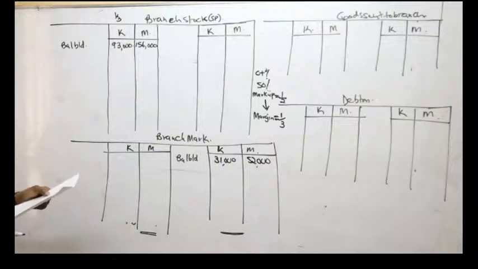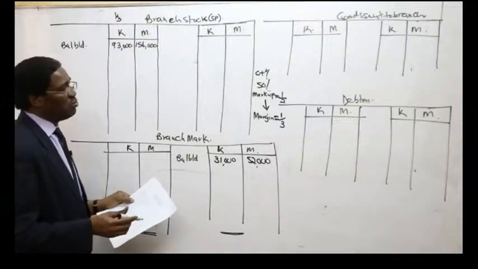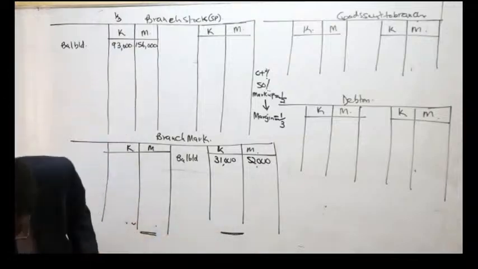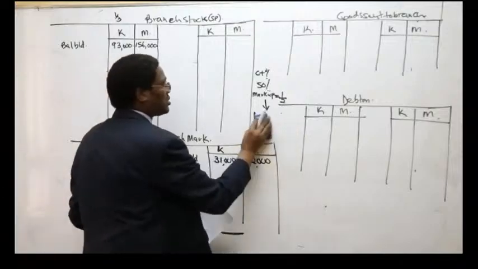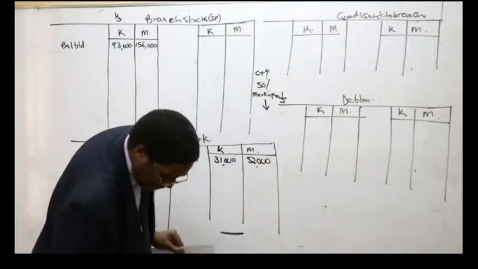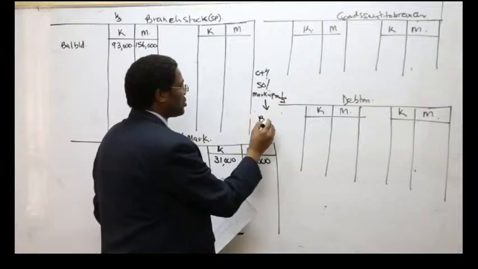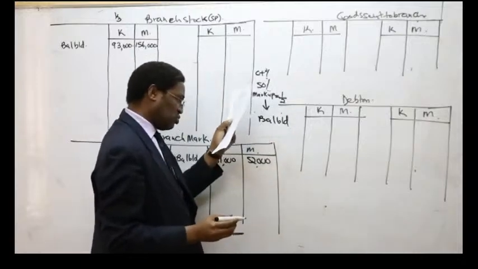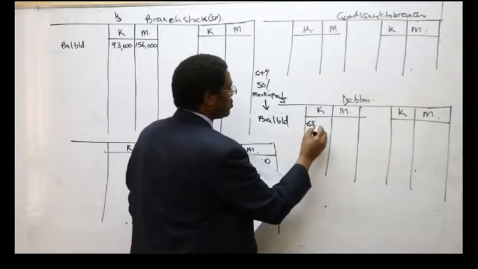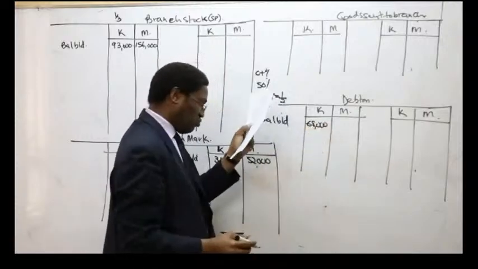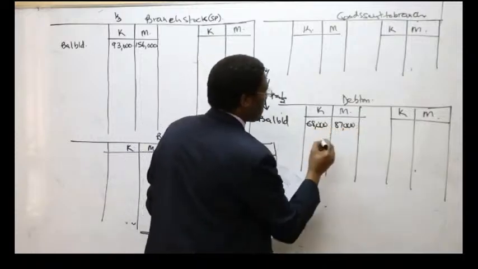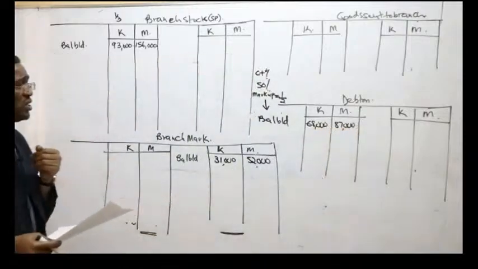We now go to the next one, and the next item in the question is debtors. We bring down the balance of debtors. That one, there is no problem. We come and bring down the balance of debtors, and our balance goes down for debtors. For debtors of Kisumu, there were 68,000, while the debtors of Mombasa were 87,000. That's all for the opening debtors.